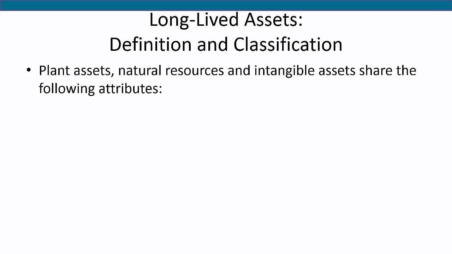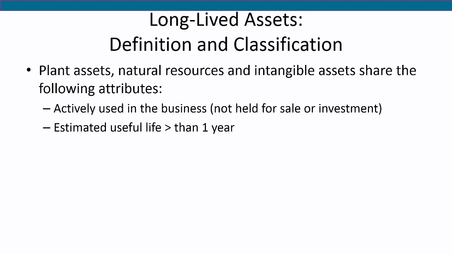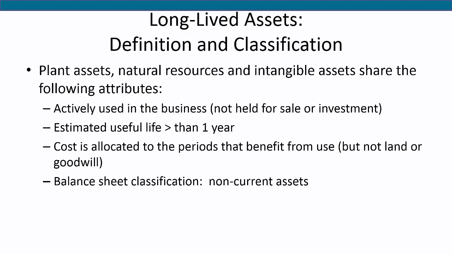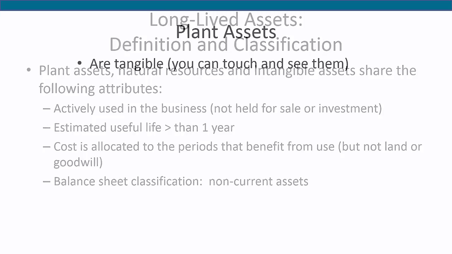Intangible assets are non-physical assets that confer certain rights and privileges to the owners that benefit the business. Examples of intangibles include patents, trademarks, and copyrights. Long-lived assets share certain attributes. They are actively used in the business and acquired for use over multiple years, and their cost is allocated to the income statement over the periods that benefit from their use.